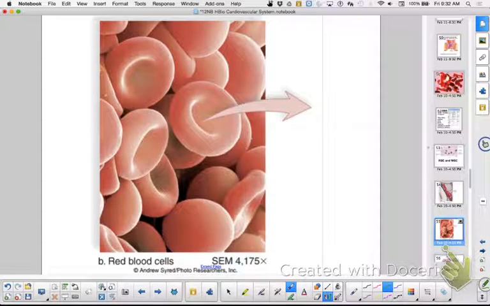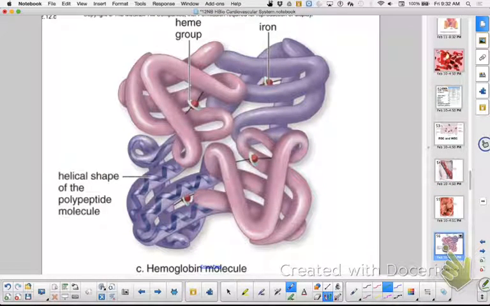If you go inside that red blood cell, this is a molecule of hemoglobin. In every single red blood cell, you have approximately 250 million molecules of hemoglobin. 250 million molecules in every red blood cell. A mature red blood cell doesn't even have a nucleus. Why? It wants to make more room for what? Hemoglobin.